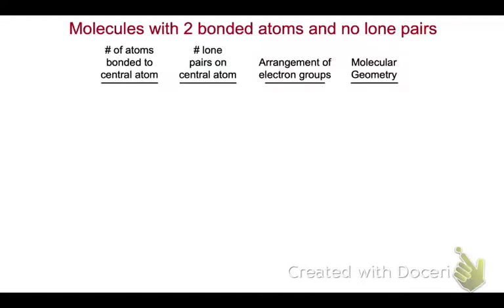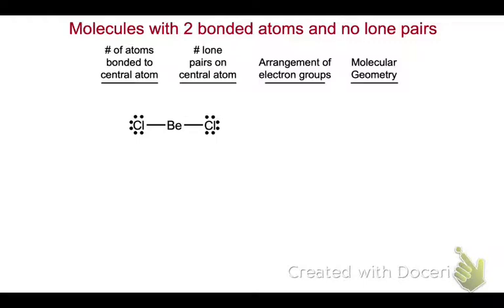Now we're going to start looking at models. In the first column, we will have the number of atoms bonded to the central atom. The second one, the number of lone pairs on the central atom. Then what we call the electron geometry, and then the molecular geometry, and then finally I'm going to show you how we predict the shape.